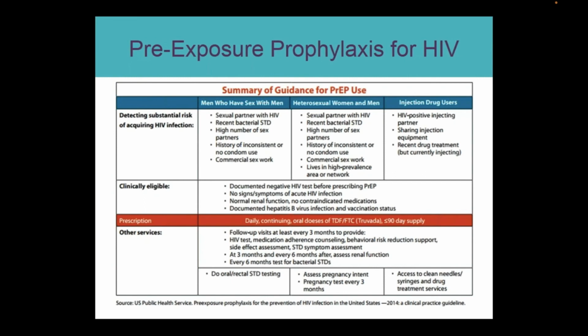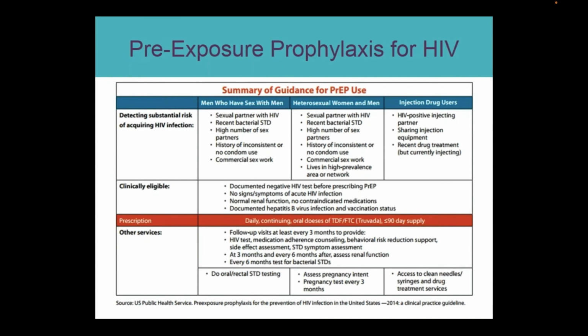Additionally, documented hepatitis B negativity and or vaccination status is appropriate. And when prescribing emtricitabine and tenofovir, it should be an oral dose, 1 pill once a day. No more than a 90-day supply should be given to patients. And the patients should have follow-up visits at least every 3 months and provide HIV testing, medication adherence counseling, behavioral risk reduction support, side effect assessment, and assessment for other sexually transmitted diseases.